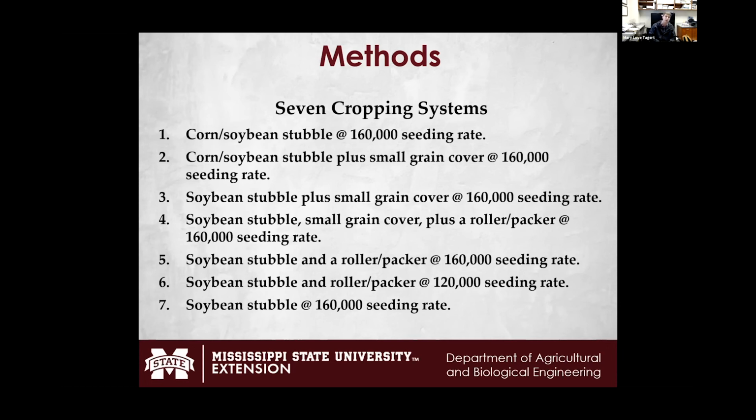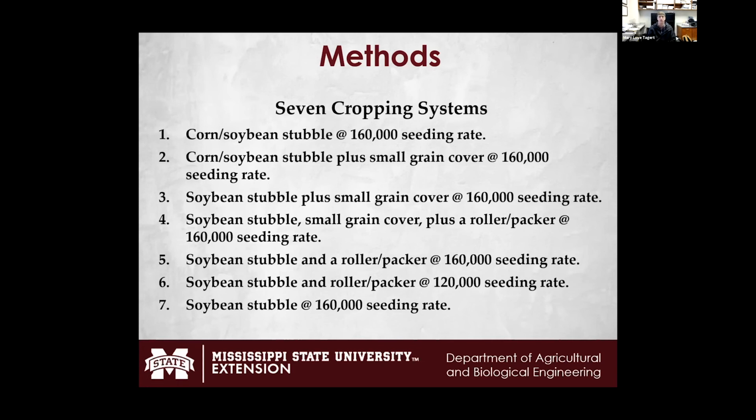We also had a corn, soybean stubble plus a small grain cover at 160,000. This small grain cover was selected to be cereal rye. This was also chosen because of some previous literature that said cover crops may have an effect not only on soil moisture content, but may also change the chemistry in the soil, with some of the nitrogen content on these small grains, and could possibly play a factor in your iron chlorosis symptomology that you saw throughout the year. The third cropping system was a soybean stubble plus a small grain cover at 160,000.